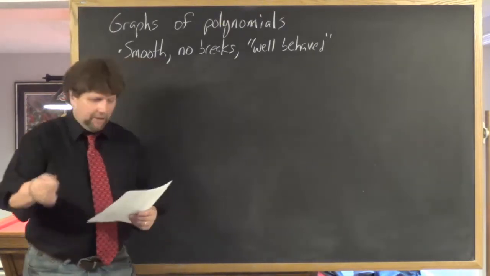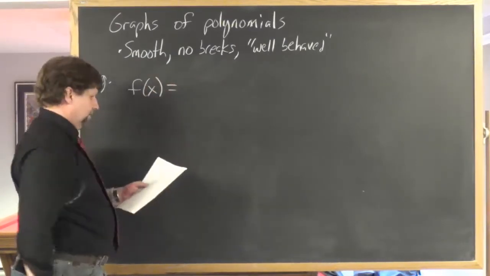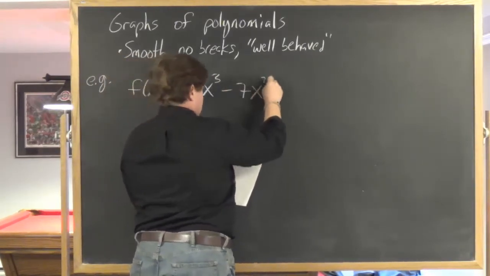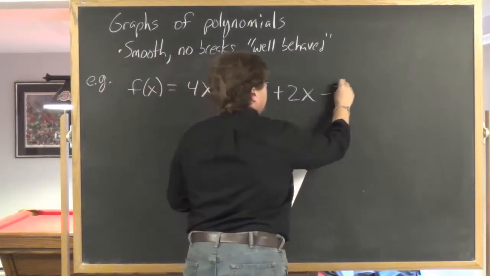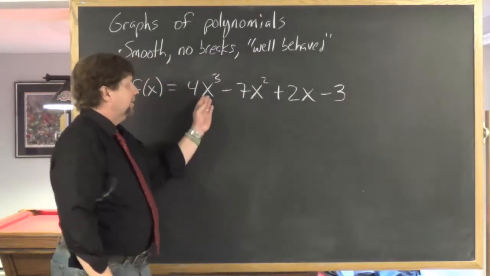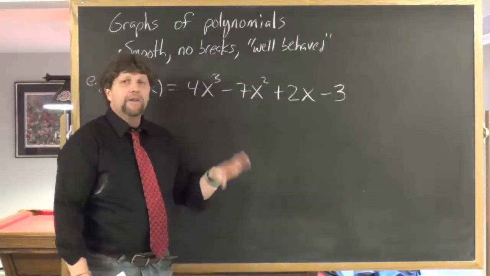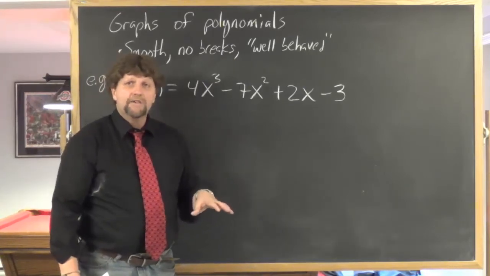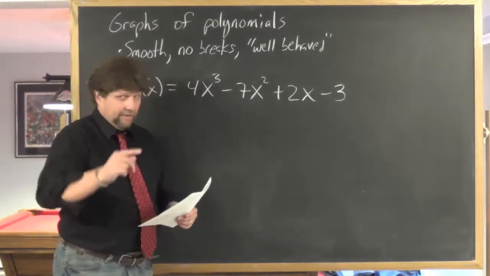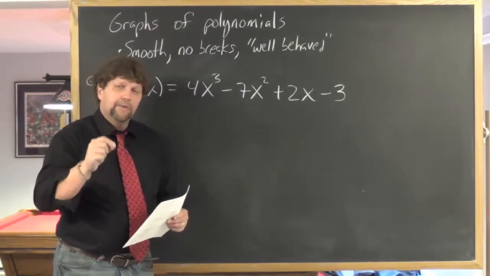So here's an example of a polynomial function. f of x equals 4x cubed minus 7x squared plus 2x minus 3. See, that's an example of a polynomial function. Look at my variables, x. The exponents are positive integers. I don't have any variable living in the denominator of a fraction. That's what makes this a polynomial function. So I don't see any radicals either. That's not polynomial.